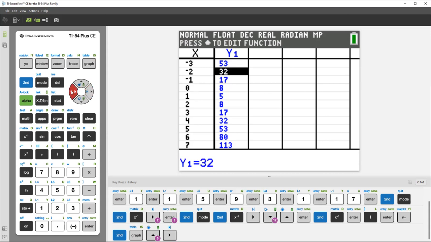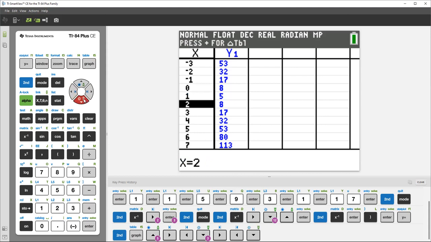I need to check for (1, 5). So I'm going to go to 1, and I can see that (1, 5) is right there. And I'm going to check (3, 17). I'm going to go to 3 and check that (3, 17) is actually right there. So you can clearly see that the 3 points that we used at the beginning are actually on the graph. And that's how you're going to be checking your work.